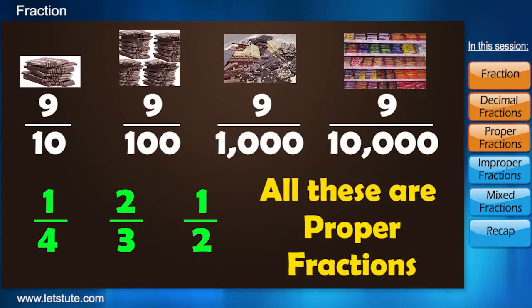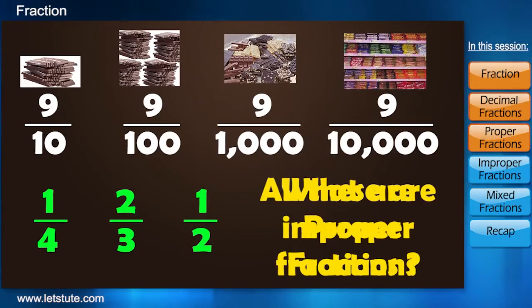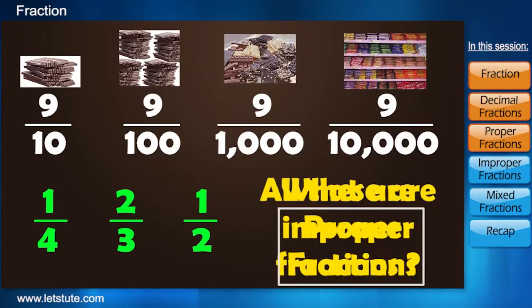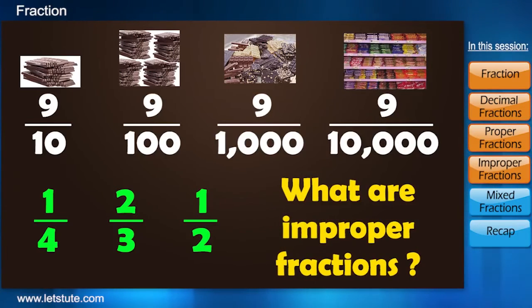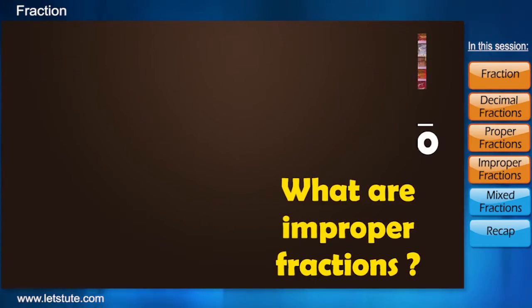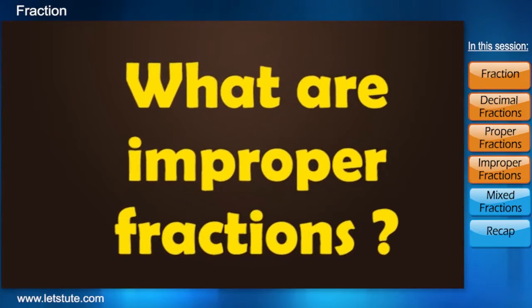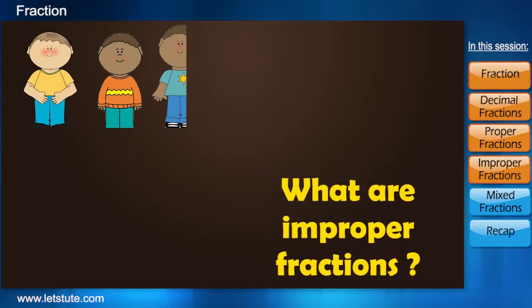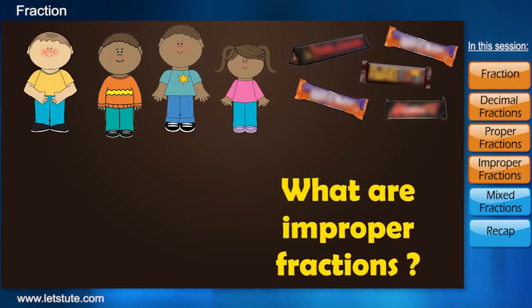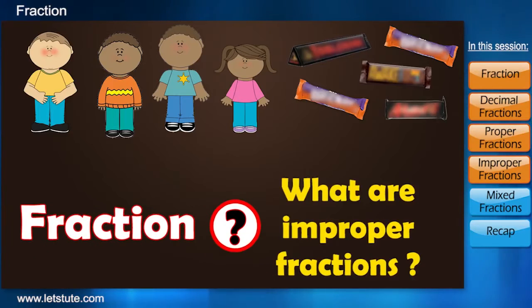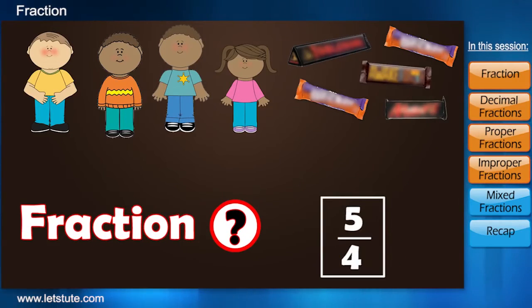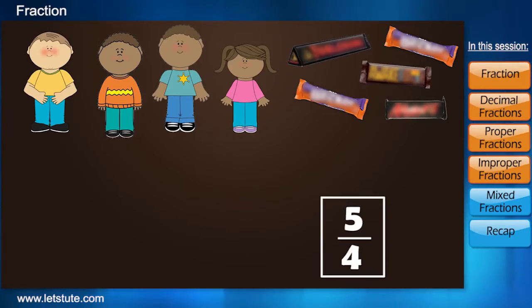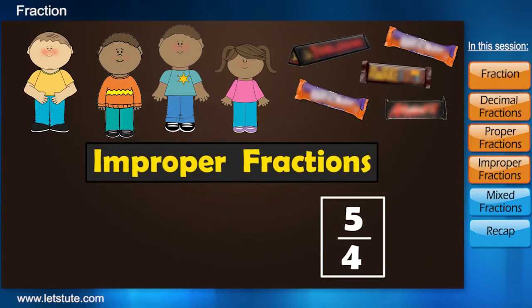If all the fractions that we have studied till now are proper fractions, then what are improper fractions? Nothing is basically improper with these fractions. These are just called improper fractions. If you guys had 5 chocolates instead of 1, then what will be the fraction formed? The fraction formed is 5 divided by 4. And this is an improper fraction.